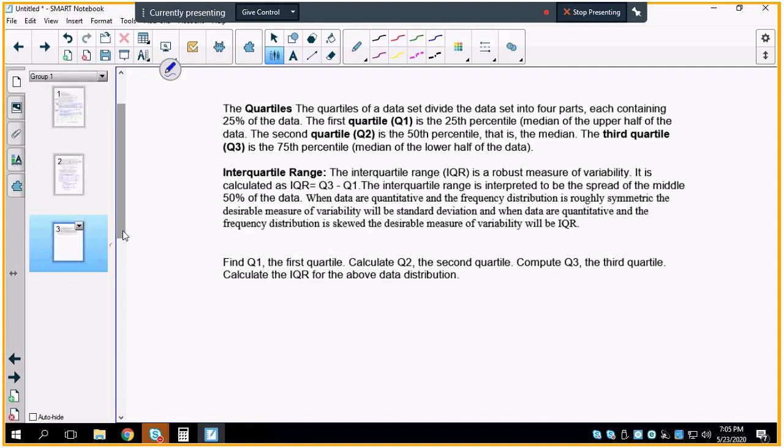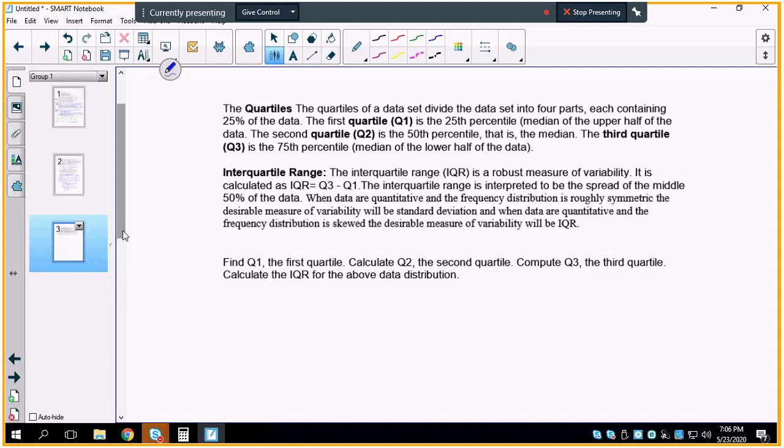The first quartile, Q1, is the 25th percentile, or it is called the median of the upper half of the data. The second quartile, Q2, is the 50th percentile, and it is the median of the entire distribution. And the third quartile, Q3, is the 75th percentile. It is the median of the lower half of the data.